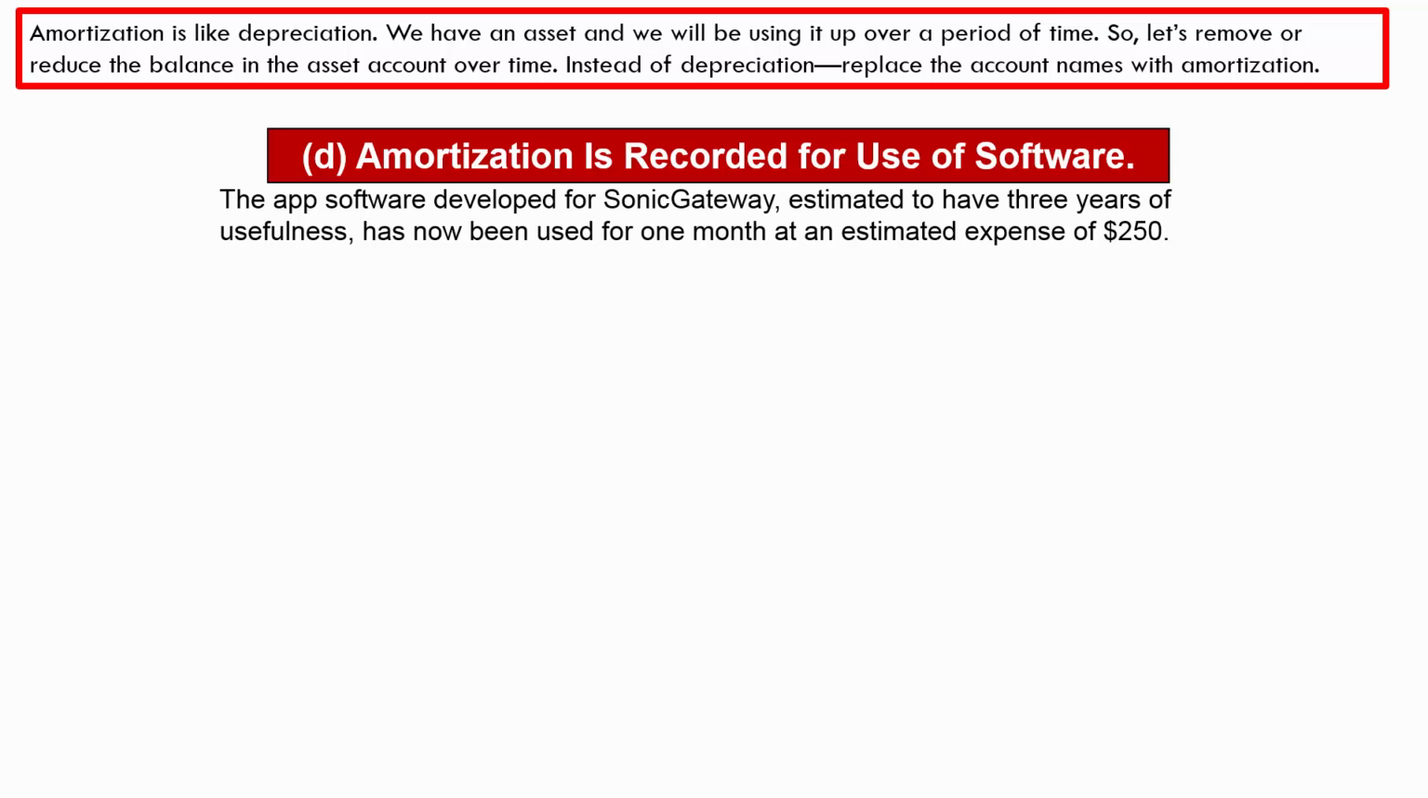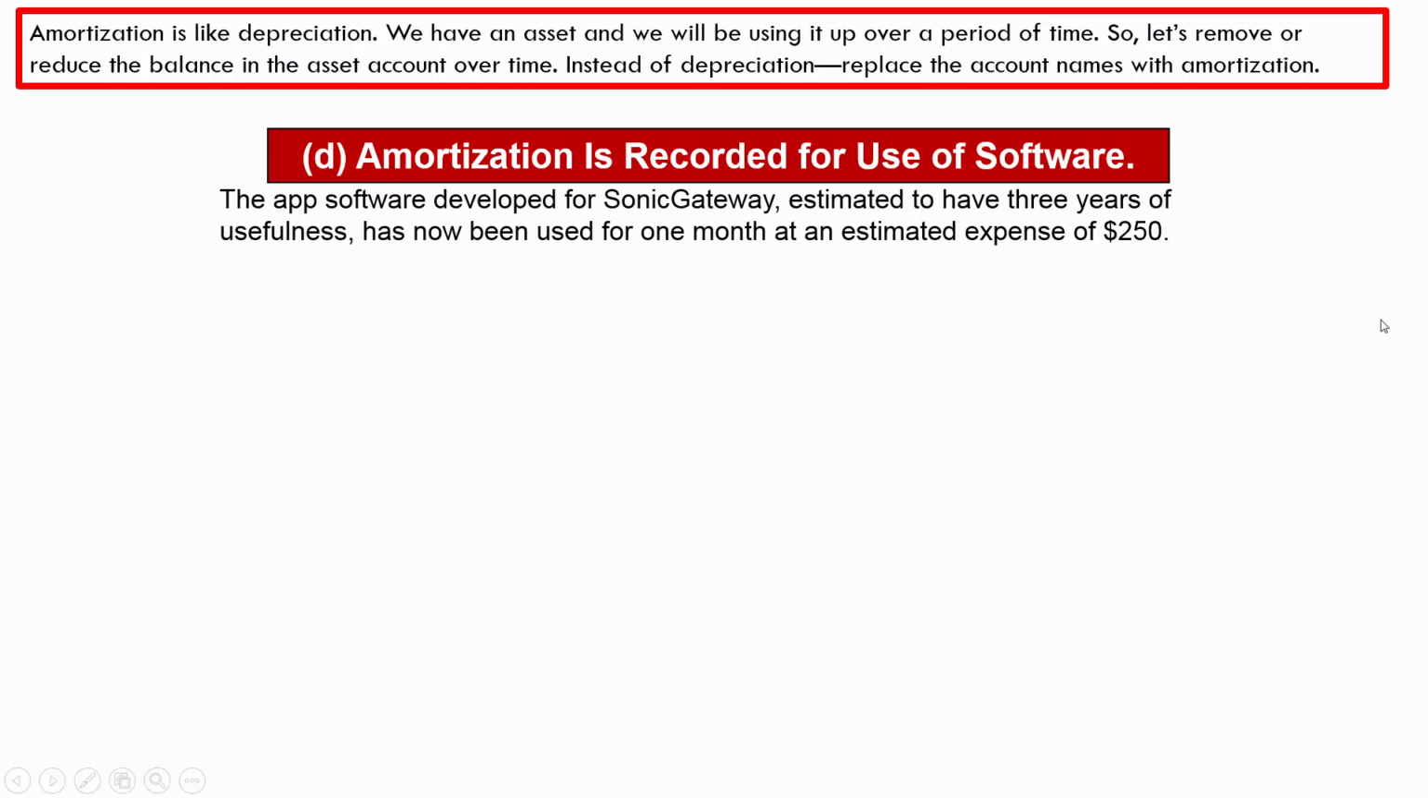It's very similar to depreciation. We will be using up an asset over time. We will be creating a contra account. The only thing different is instead of calling it depreciation, we will be calling this amortization.